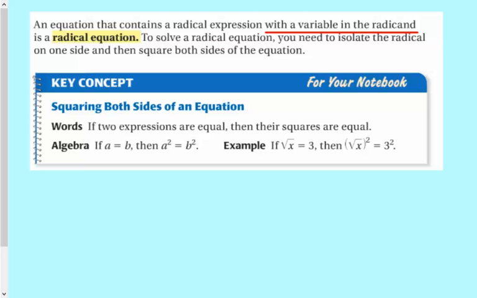So what we're going to be doing is isolating whatever's underneath the square root part. You're going to get rid of anything but the square root, just like you normally would when you're solving an equation, and then you're going to square both sides. So isolate the radical, square both sides.